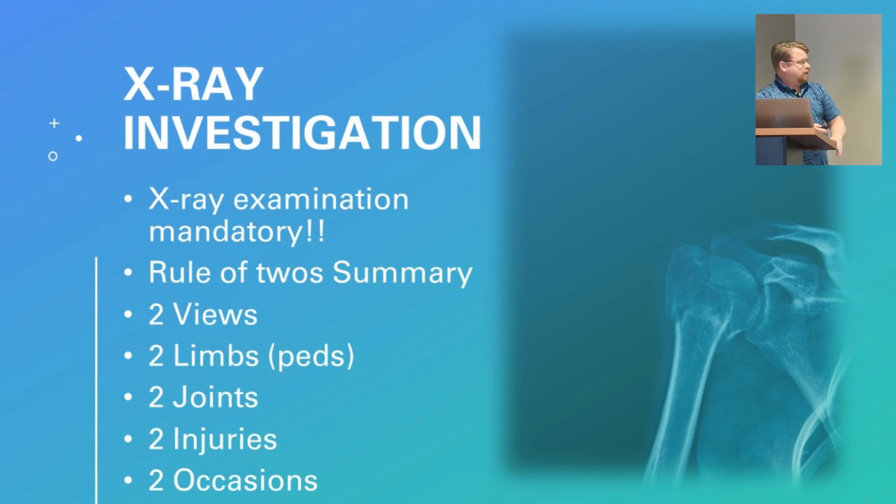2 injuries. Let's see, besides scaphoid, talar neck fractures are missed pretty frequently. Same reason as the scaphoid. So if you fall the wrong way and you have pain in the mid portion of that talus, it could be a talar neck fracture or Lisfranc. That's another one that's missed frequently. 2 injuries, 2 occasions. Again, that's kind of what we're talking about.